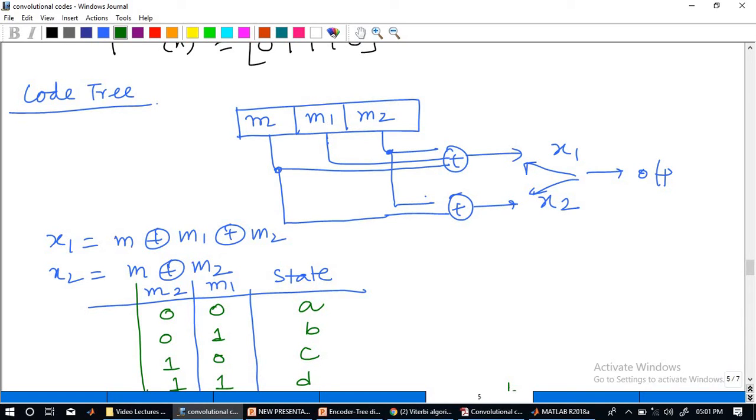Alright, so this is a very important class for all of you. So please pay attention, because we are going to do something in terms of a code trellis, which in a way is a bit tough, but if I explain the process to you, it will not be that difficult. But please pay attention to it.